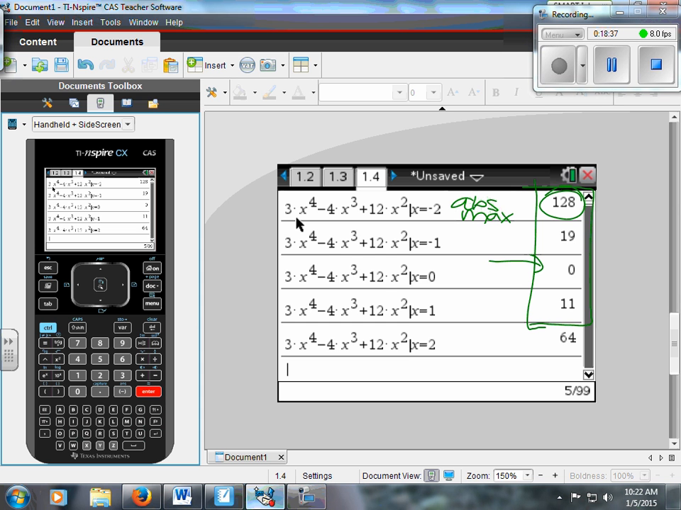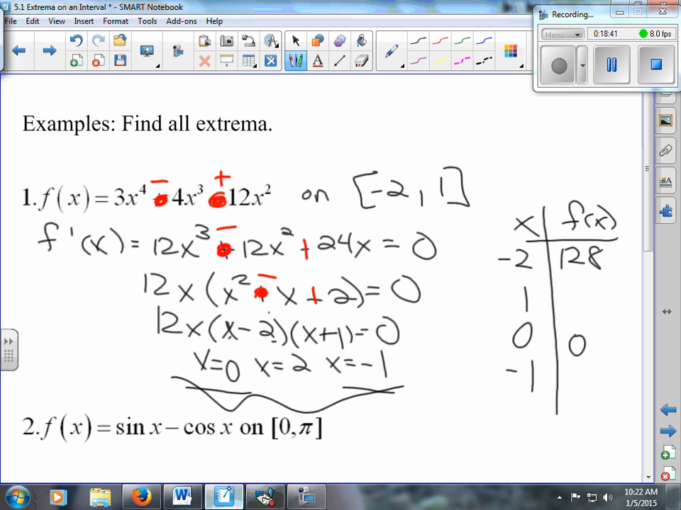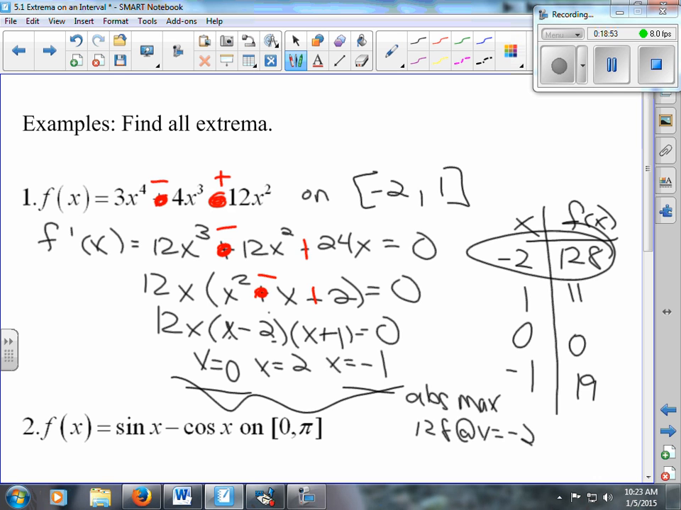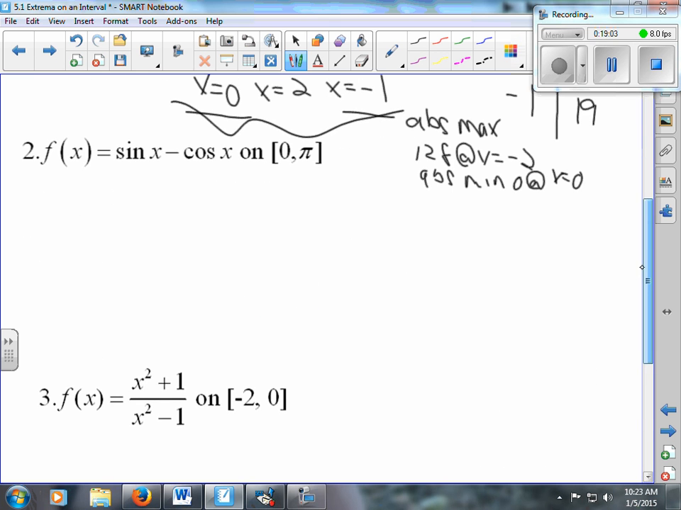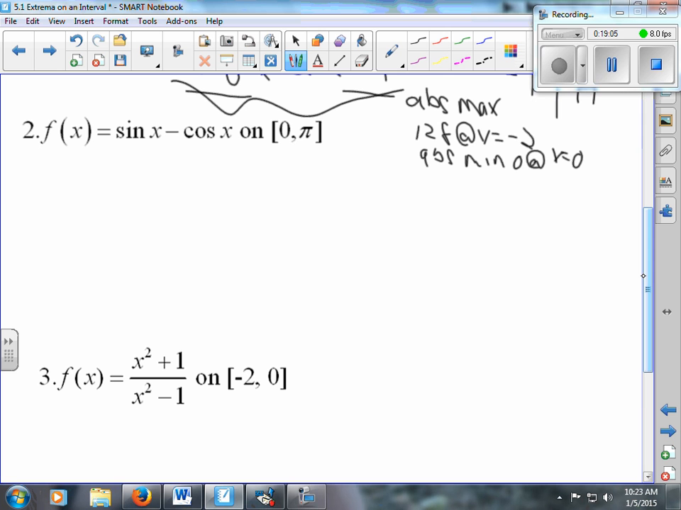19 was negative 1, 11. 19 and 11. And so you would say we have an absolute max of 128 at x equals negative 2 and an absolute minimum 0 at x equals 0. All right, and now I have 2 more examples to do.